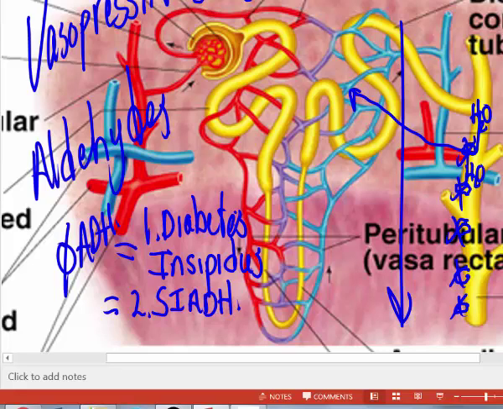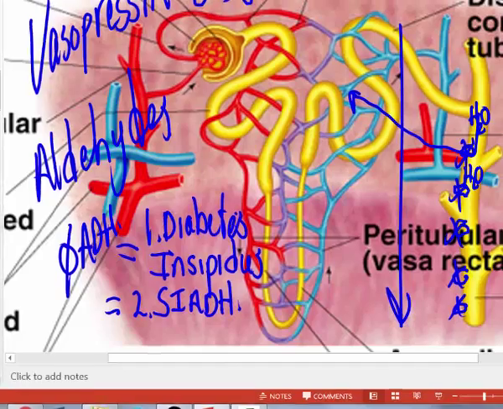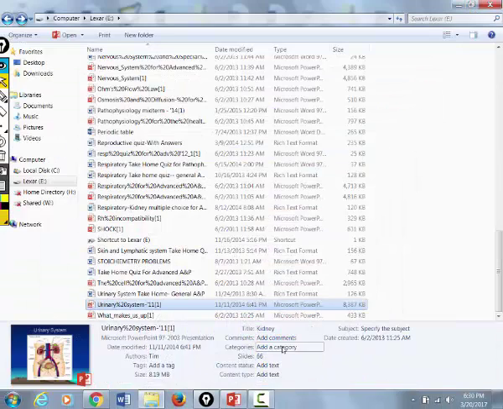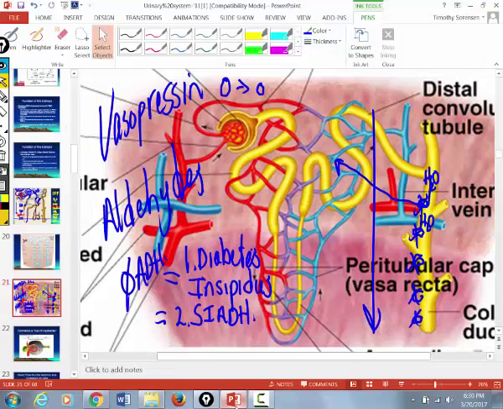Ready? Tell me you got that. That is the effects of ADH. Are you with me? All right. I went over the renin-angiotensin-aldosterone mechanism, did I not?